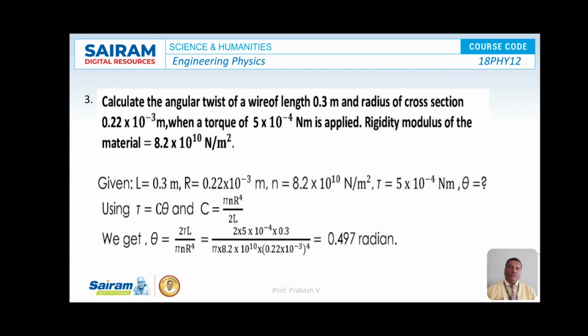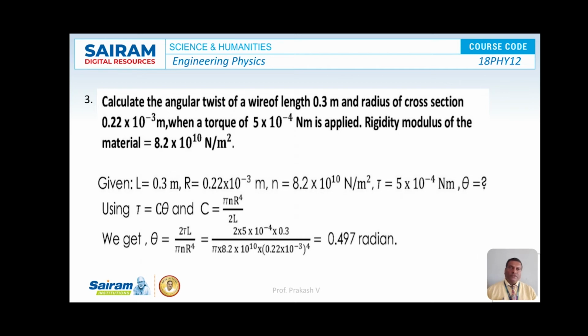We know T is equal to C theta and further C is equal to pi n r^4 by 2L. On simplification, the value of theta can be written as 2TL by pi n r^4. Now substitute the value of T, L, pi, n and r here, that is 2 into 5 × 10^-4 into 0.3 divided by pi into 8.2 × 10^10 into (0.22 × 10^-3)^4.